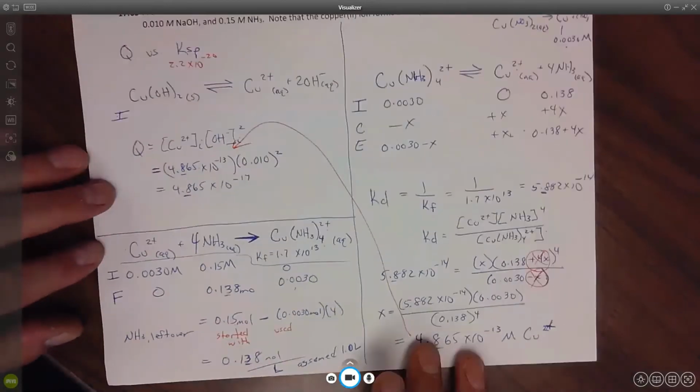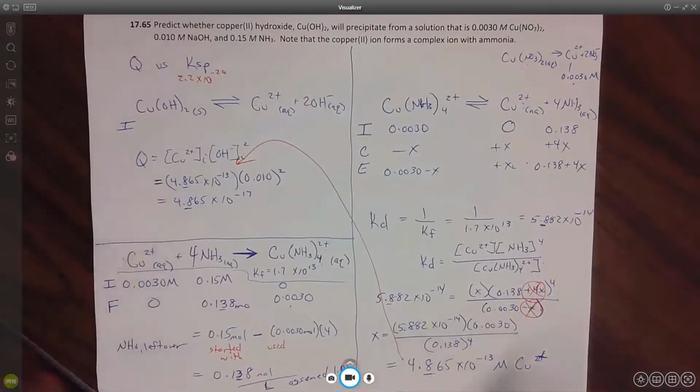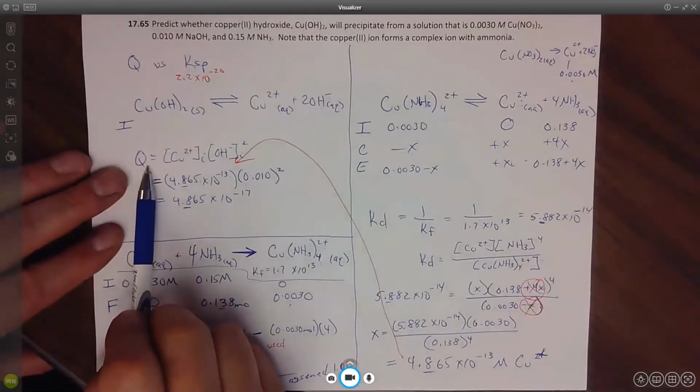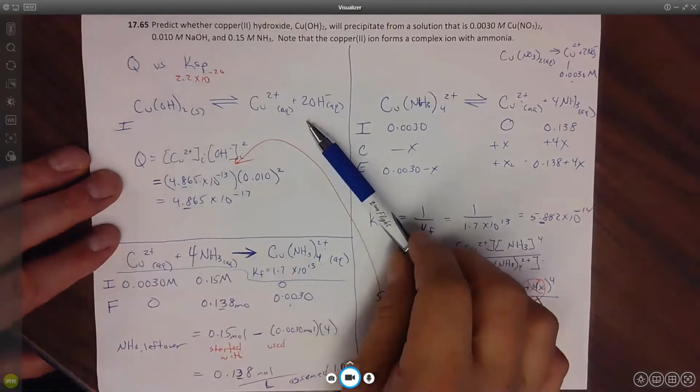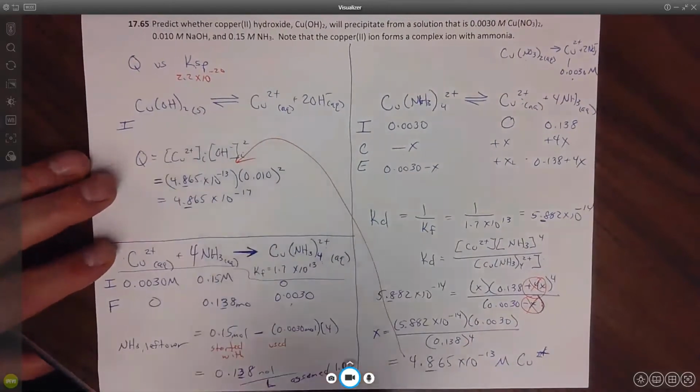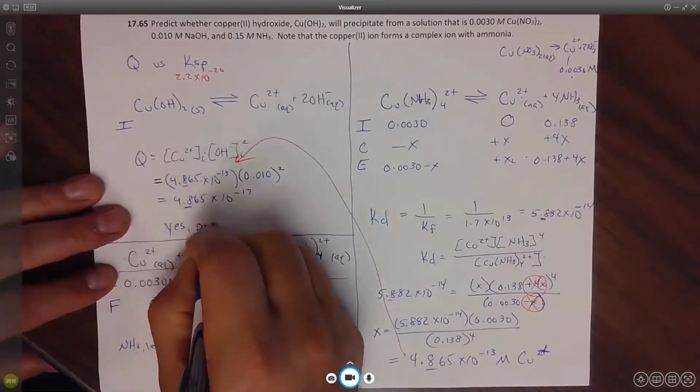And so, answering the original question, will copper 2 hydroxide precipitate in a solution that also contains the ammonia at these given concentrations? So will it form and precipitate? Is it yes because the Q is bigger than the K? Absolutely. Since Q is bigger than K, that means we have too many products. So the reaction is going to go back towards reactants, and yeah, a precipitate is going to form. So yes, precipitate will form.